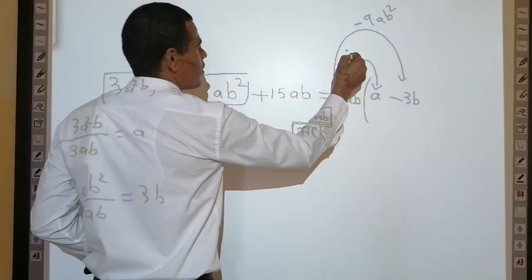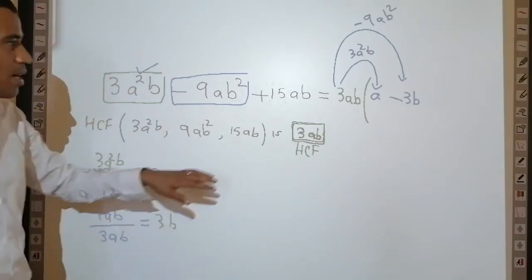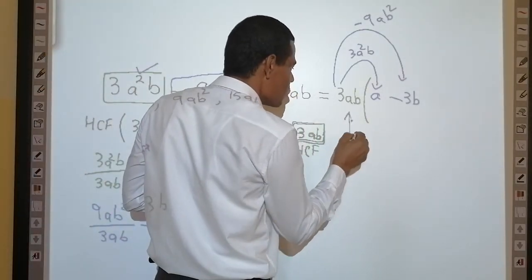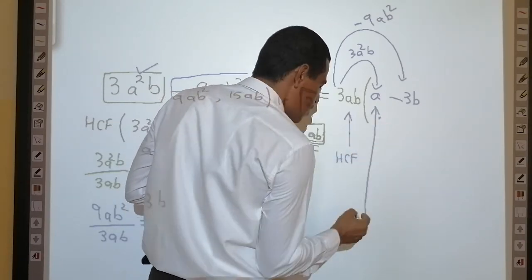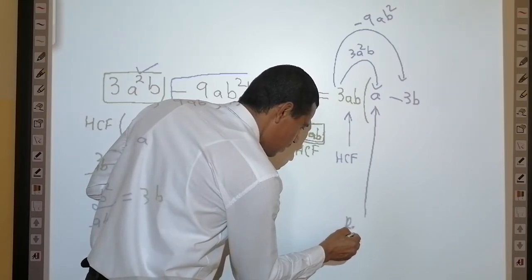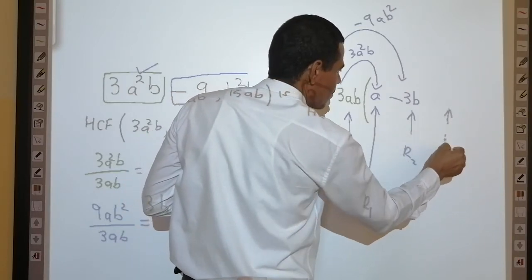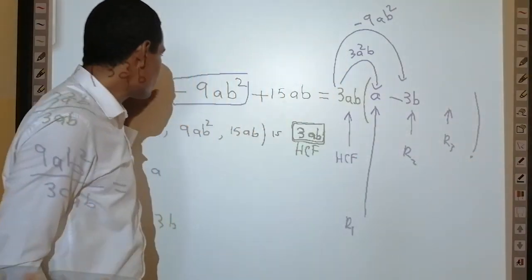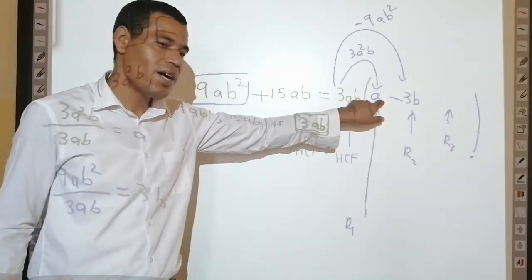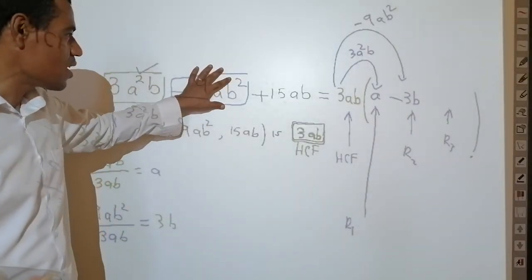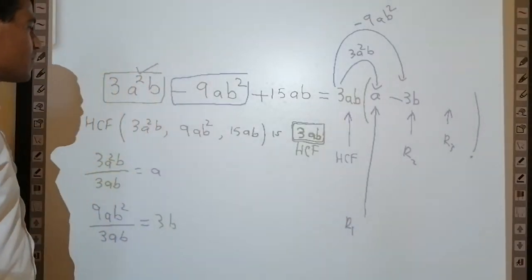The first one is 3a squared b. Okay. The third remainder, this is called what, my learners? Please be careful. This is the highest common factor. And this one is the first remainder. Remainder 1. This one is called remainder 2. And this one I will do remainder 3. Means that each term, the first term divided by the highest common factor, gives the first remainder inside the brackets. The second term divided by the highest common factor gives the second remainder that will be written inside the brackets, and so on.